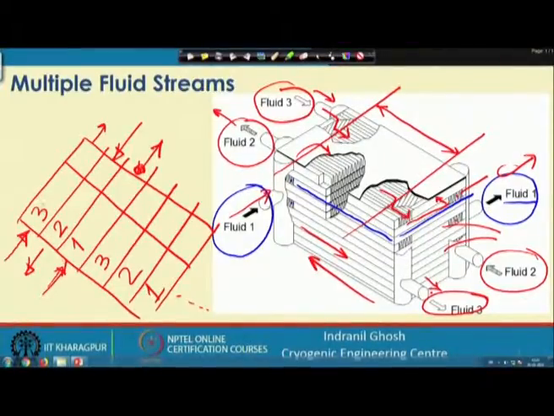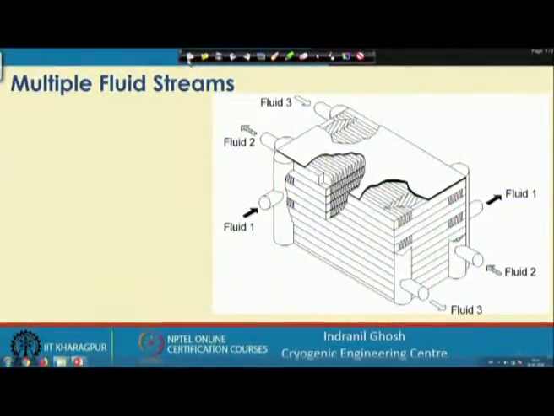Again, 3 will come here and 3 will come from this side and come out from this end, and 2 will be coming from this end to this end, and so on. So, all these 3 fluid streams are in counter current arrangement to each other. Overall it may look like a counter current and cross flow arrangement, but internally within this length they are in counter current configuration. This is one of the beauties of this plate fin type heat exchanger, where it can handle multiple fluid streams.